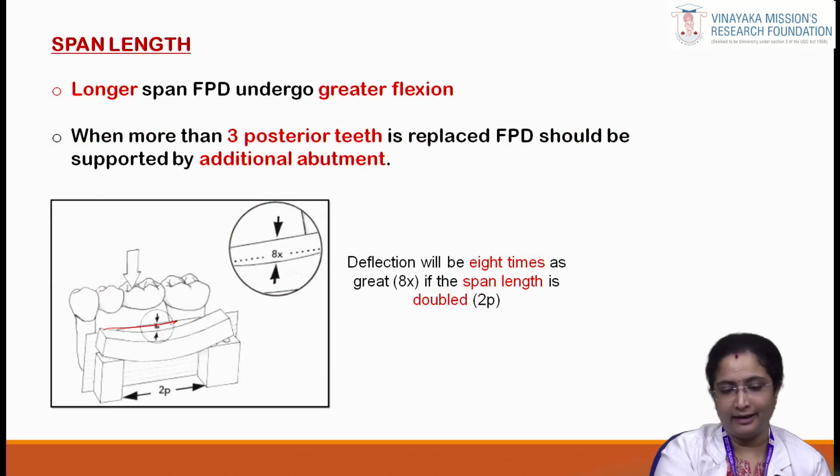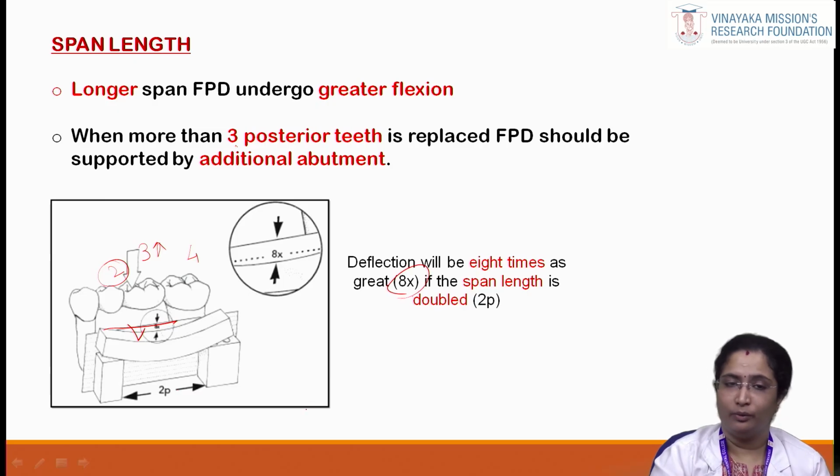The longer the FPD span, the greater will be the flexion. Basically it is said that only 2 teeth can be taken as pontics so that the flexion can be withstood by an FPD prosthesis. If 3 or more teeth are being replaced in the oral cavity, the flexion is going to be more, so the FPD might get fractured in the long run. This is an example. Here 2 teeth are missing and this is a 4-unit FPD. The flexion is going to be 8 times greater than a 3-unit FPD.